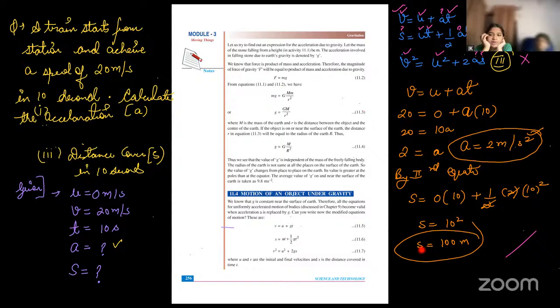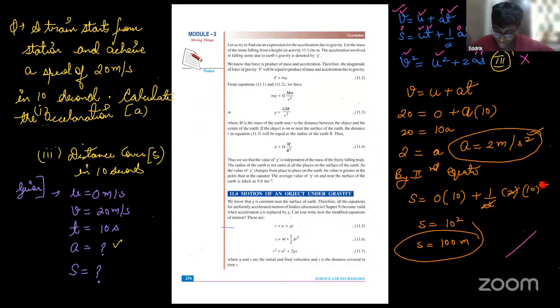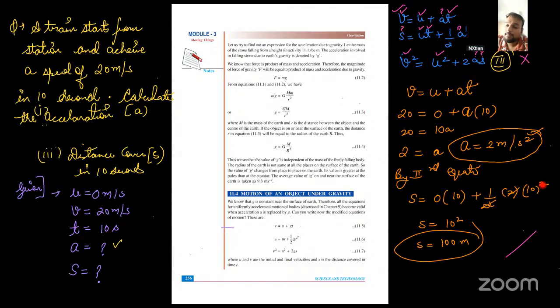So how do we get a square? Because what is the formula? Basically, the formula is half a t square. Can you see that formula? T square. T is basically 10, so it becomes 10 square. Did you understand, guys? Yes or no? If you didn't understand, please ask me.